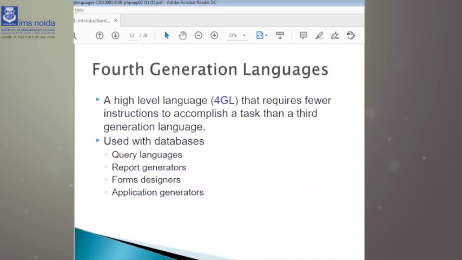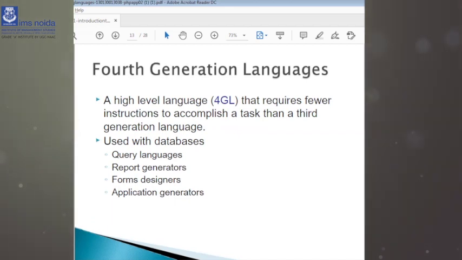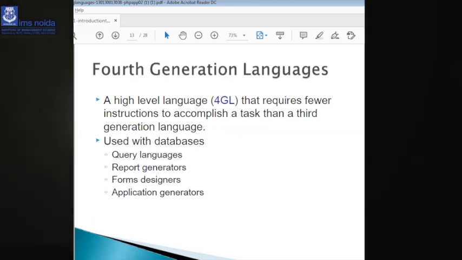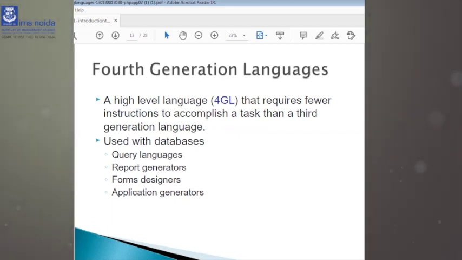Next is fourth generation language. Fourth generation languages are high level 4G languages that require fewer instructions to accomplish a task than a third generation language. The languages of the earlier generation were considered very high level programming languages, but required a lot of time and effort that affected the productivity of a programmer.